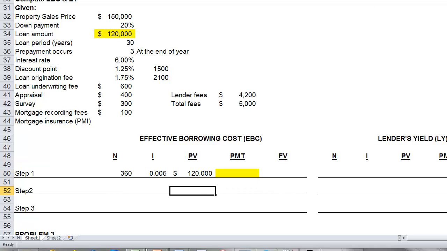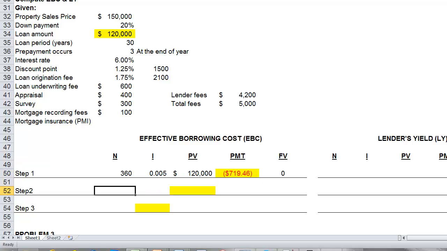Step number 2, we compute present value. Step number 3, we compute our rate. Each future value is going to be 0. So the payment is we're going to use our payment function: rate, N, present value, future value.